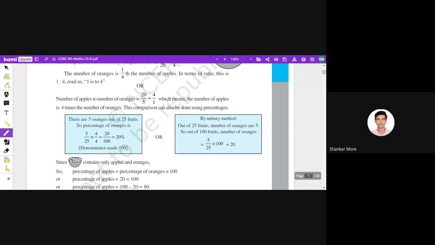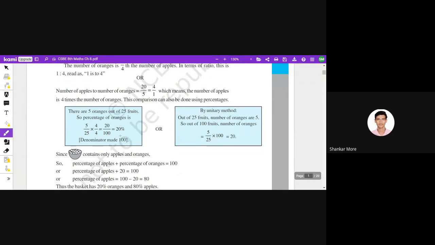The first method is given in this blue box. There are 5 oranges out of 25 fruits. So basically there are 25 fruits, out of which 5 are oranges and 20 are apples. So for the percentage of oranges, we write the number of oranges here, the number for which we want to find the percentage, and in the denominator we will have the total number of fruits, or the total number of items in general cases.